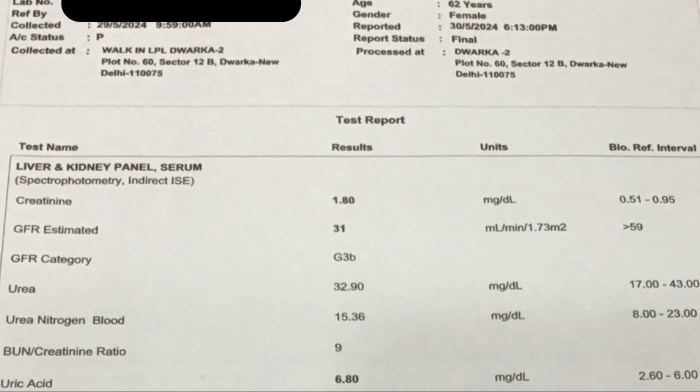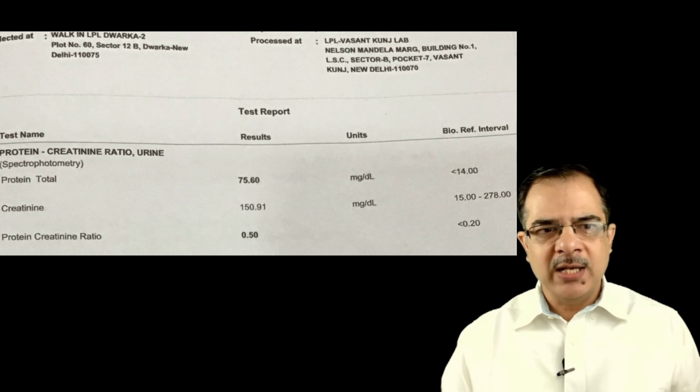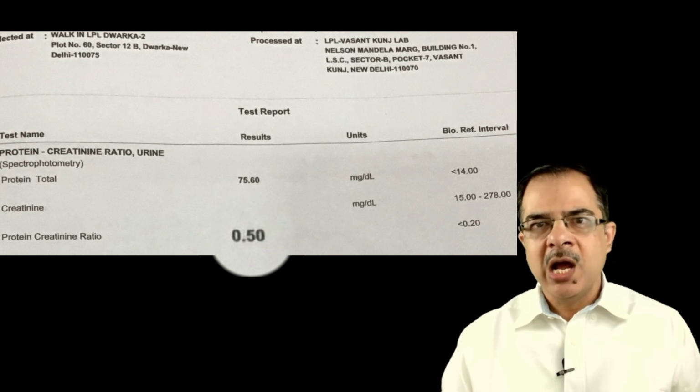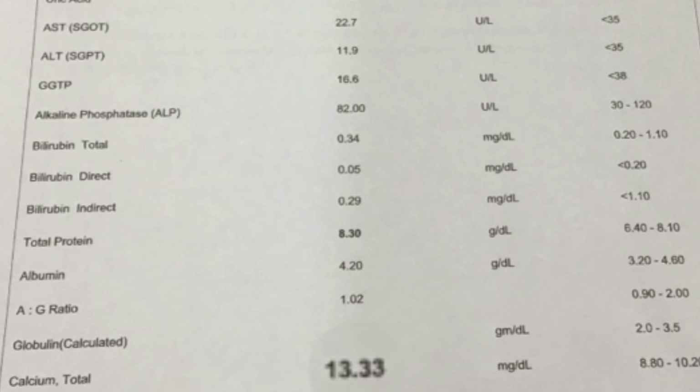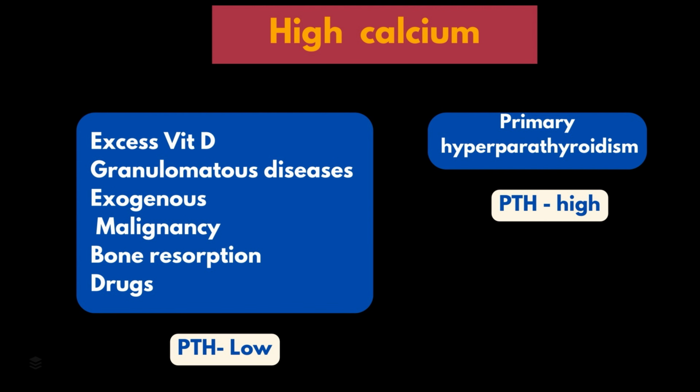Repeat KFT creatinine came out to be 1.80, and urine protein creatinine ratio was 0.50, which is on the higher side. So the total calcium came out to be 13.33, which is high. So she was having high calcium and renal failure. Whenever a patient presents to us with high calcium, the most important next investigation will be the PTH level, because if the PTH level is high, this is a case of primary hyperparathyroidism.